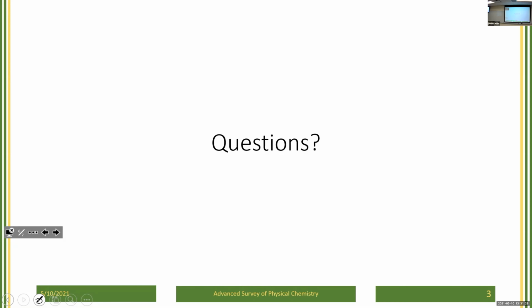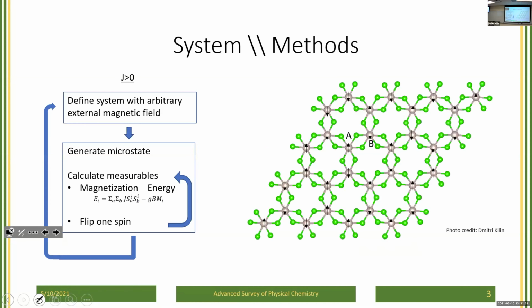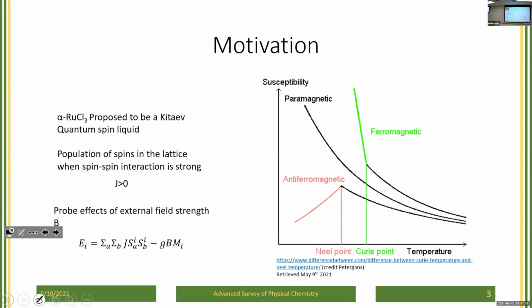Go back to slide 2. There's the Curie point. How many microstates are similarly populated at the Curie point? So at the Curie point, how many microstates are populated?